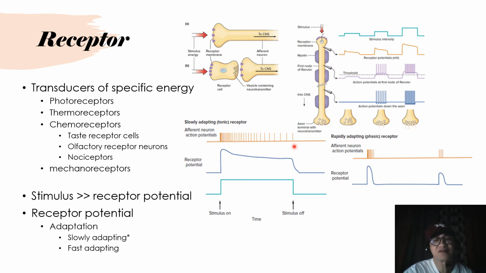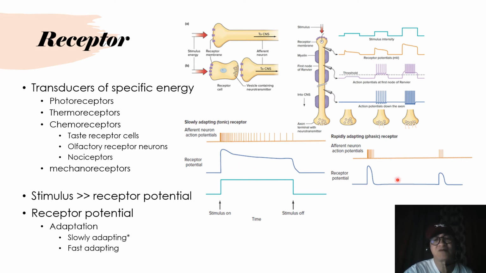These other figures here show the slow adapting tonic receptor, such that when it is stimulated at the beginning, it produces receptor potentials that do not immediately decay or disappear. Rather, the receptor potentials continue to happen until the stimulus is turned off. So these are the responses of receptors that are slowly adapting or tonic.